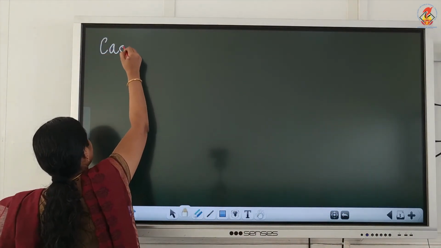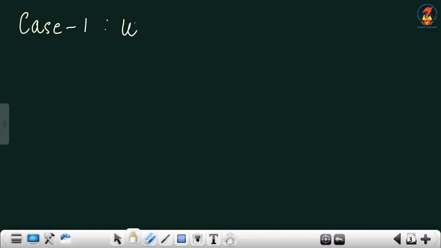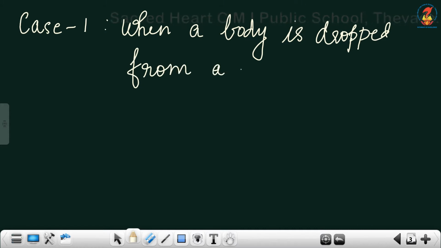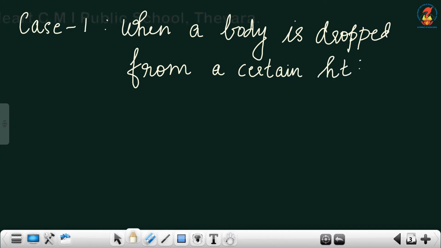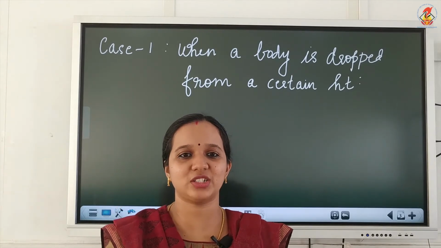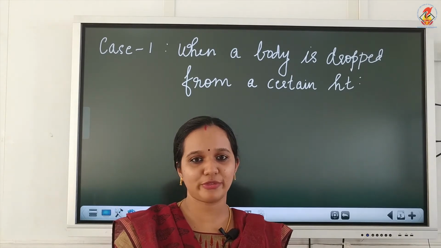Let us consider case 1, when a body is dropped from a certain height. For example, a ripened fruit falling off a tree is an example of a body which is dropped from a height. Let us see how the equations of motion will modify in such a case.